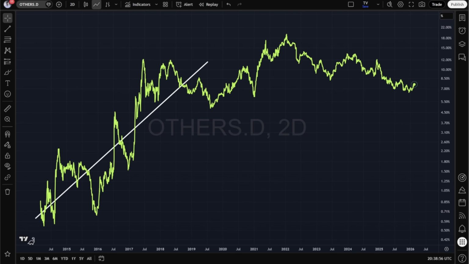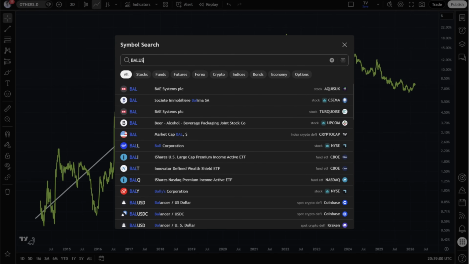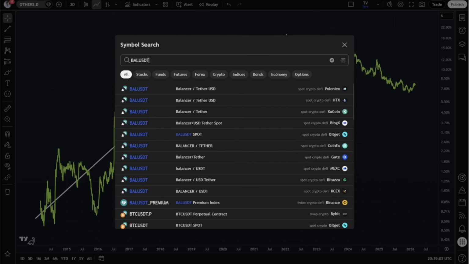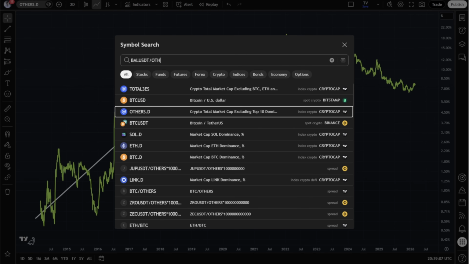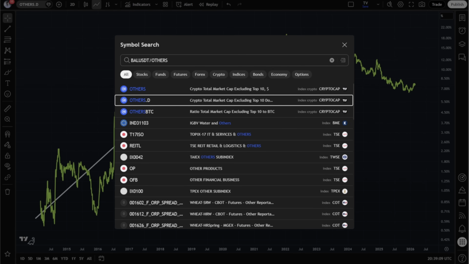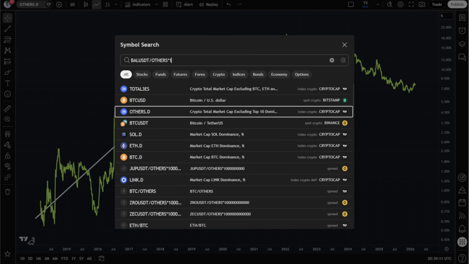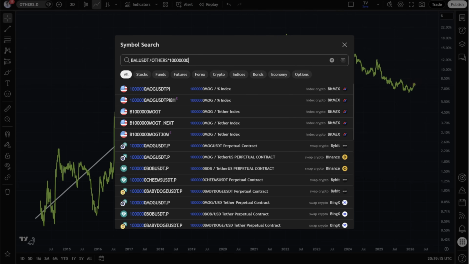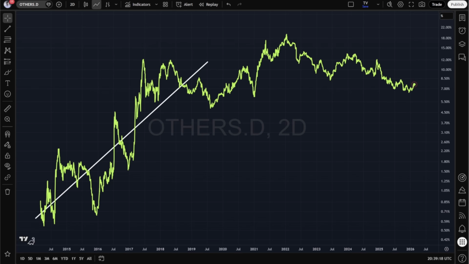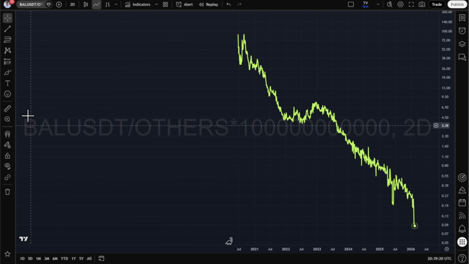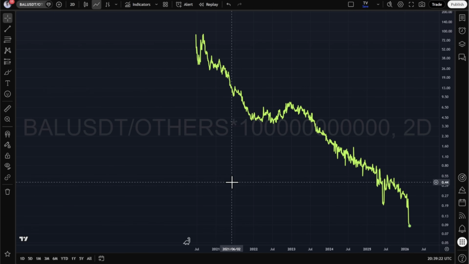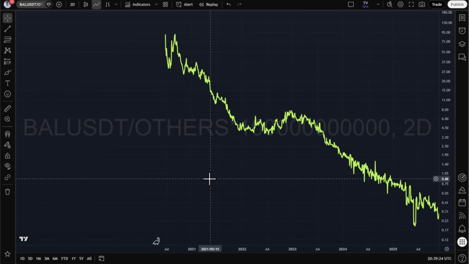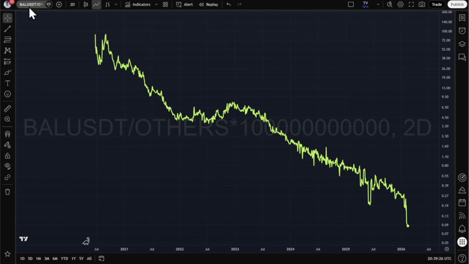Let's take a random altcoin that tends to underperform very long term. So let's take Balancer, and I don't take the Balancer price itself. I enter /others. So that's the others market cap. And then because TradingView has a few problems plotting very small amounts, I add a few ones plus zeros behind this so that the logarithmic chart doesn't have a problem. So this is then the chart that we get, Balancer relative to the others market cap.